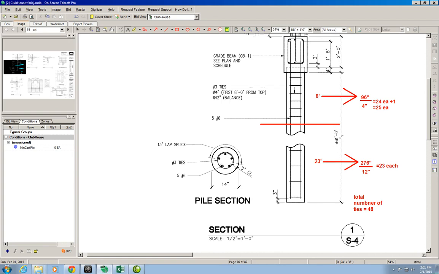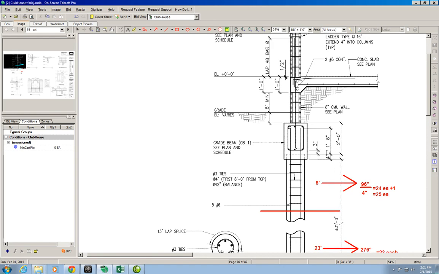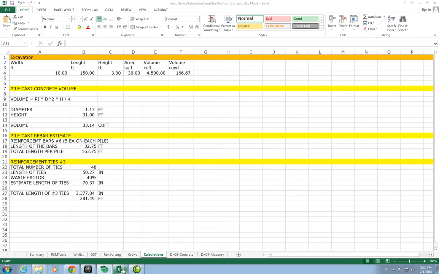So each one of these piles is 31 feet deep, right? Plus we are drilling an additional 2 feet, plus we are drilling an additional maybe 8 inches from the grade. So the total depth that we are drilling is 2 plus 31, that's 33, and then another 8 inches. So we could say that it's approximately 34 feet that we are drilling with each one of these piles.